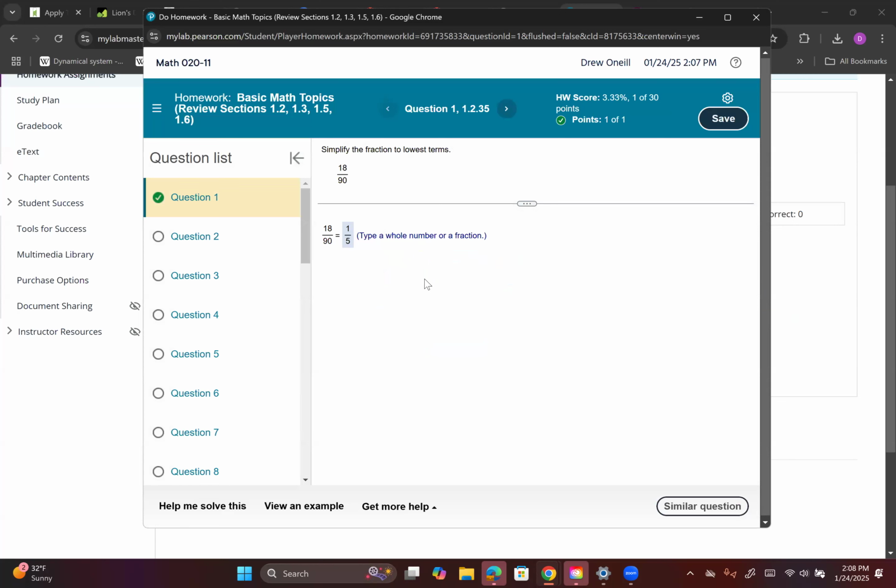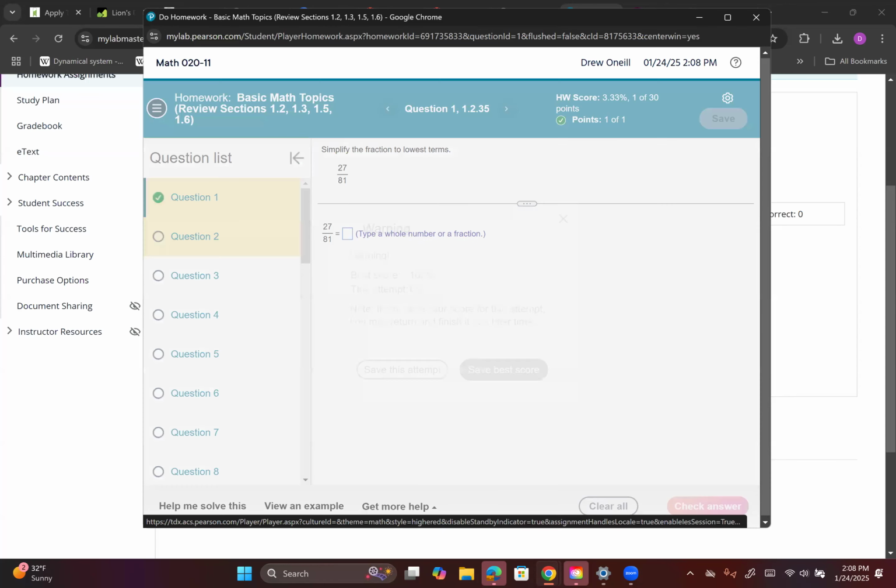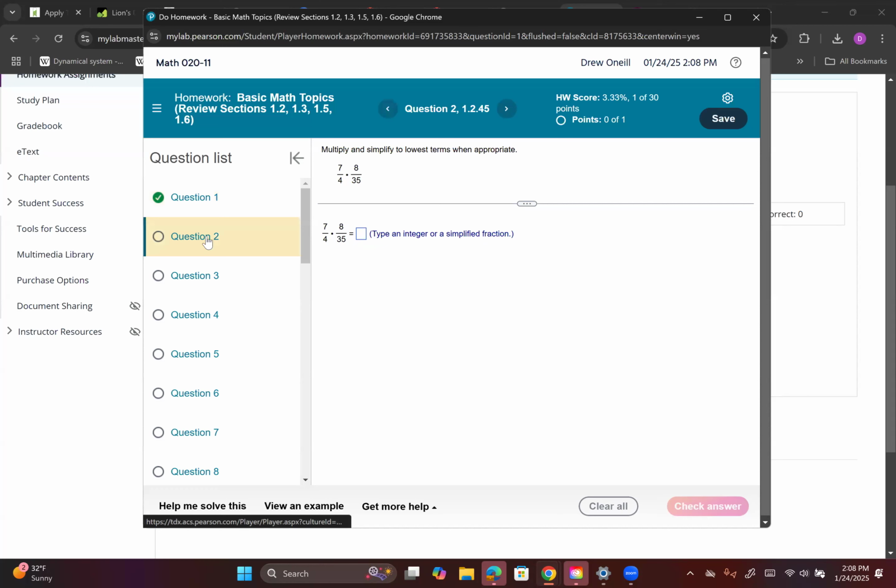Okay. Now, one other feature in Pearson, MyLab Math, is you can do as many attempts on these and as many similar questions as you want. So let's say you got 1/5, but you're unsure and you want to make sure you get it. Well, hit similar question and do this problem instead. Okay, so it's going to ask me when I leave here if I want to keep this score. I'm going to save my best. Always save best score.